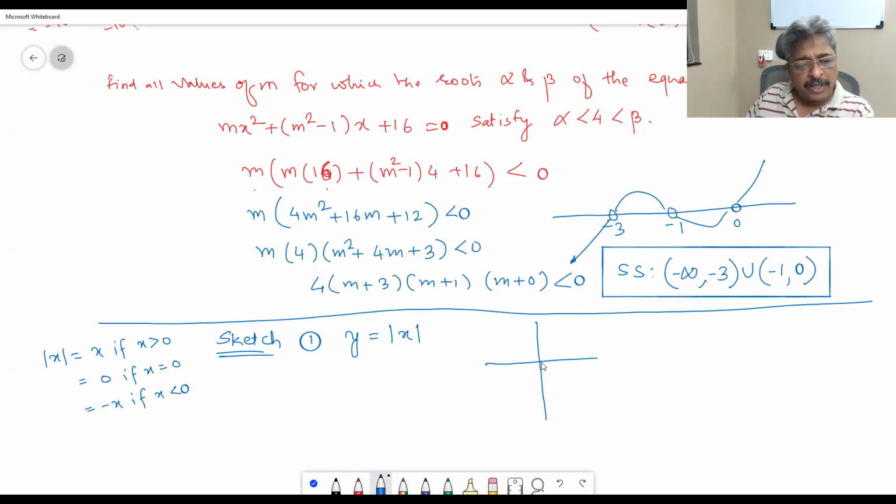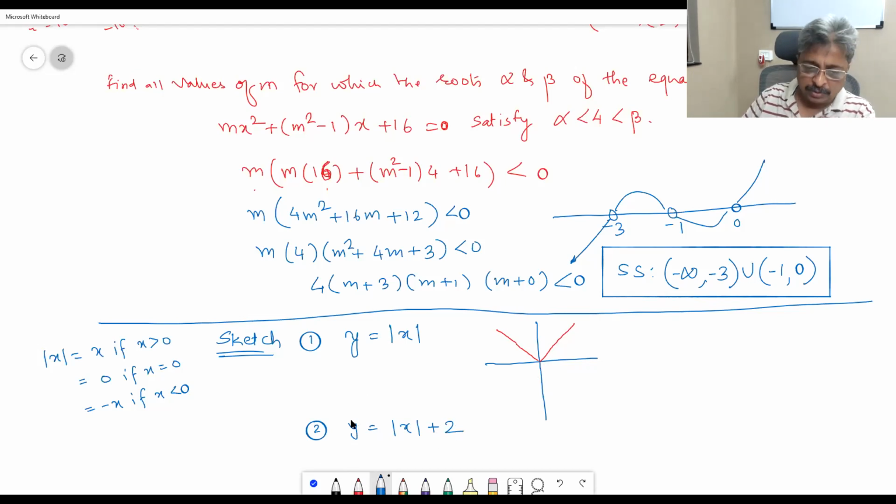Right? So if x is greater than 0, that means you are putting all values of x on this axis. The value of y is also going to be equal to x. So it is a 45-degree line here, 0, 0, and to the left there. So this is the graph of y is equal to mod x.